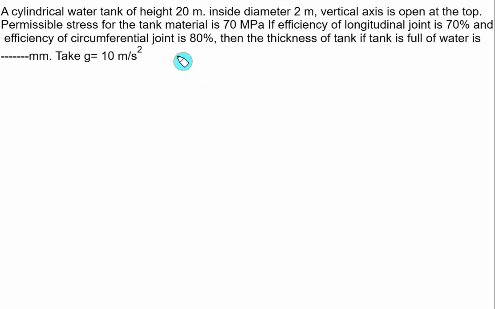A cylindrical water tank of height equal to 20 meter, inside diameter equal to 2 meter, vertical axis, is open at the top. Permissible stress for the tank material is 70 megapascal. If the efficiency of a longitudinal joint is 70% and the efficiency of circumferential joint is equal to 80%, then the thickness of the tank, if the tank is full of water, in mm we have to find out.